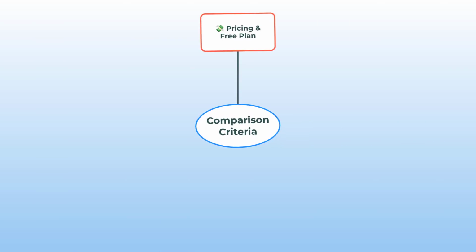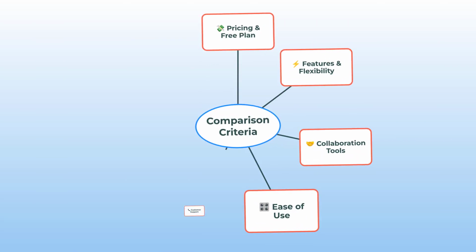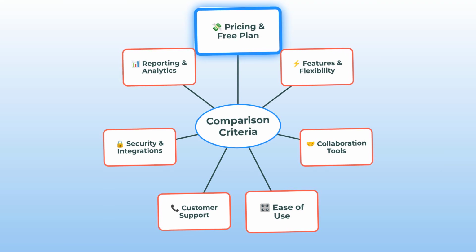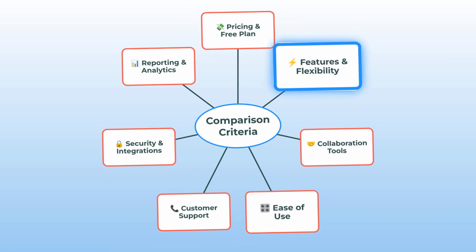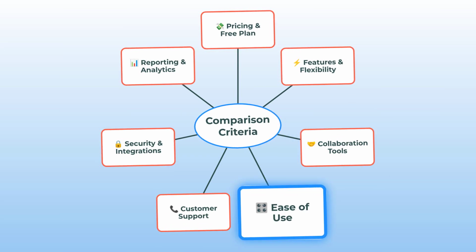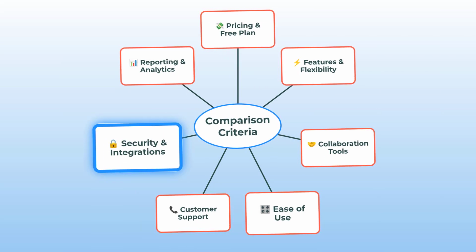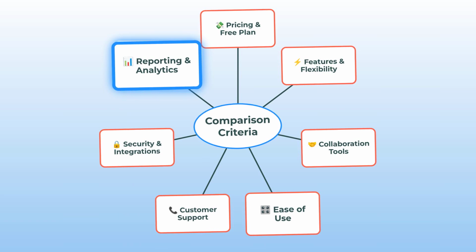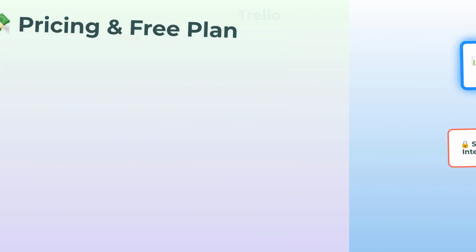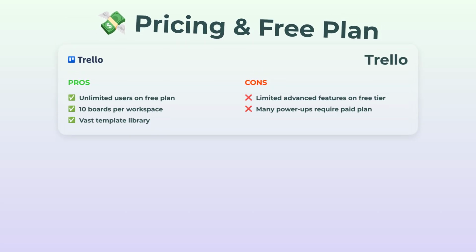So here's the big picture. We're comparing Trello and ClickUp across 7 juicy categories: pricing and free plan, features and flexibility, collaboration tools, ease of use, customer support, security and integrations, plus reporting and analytics. Buckle up. Okay, first up, let's talk pricing and free plan.